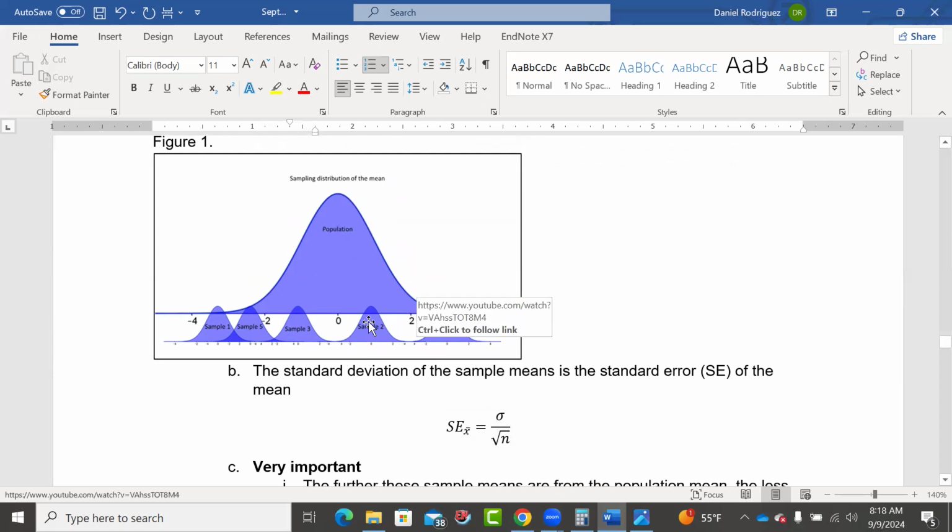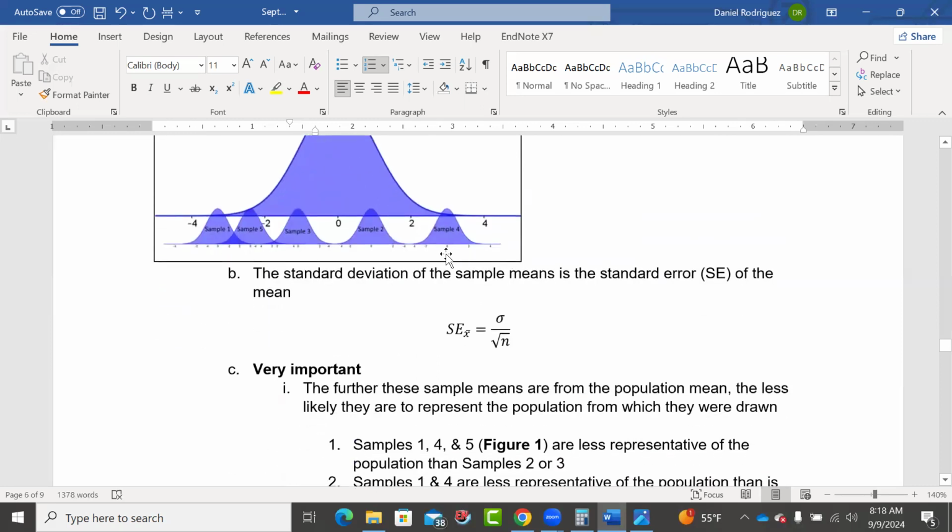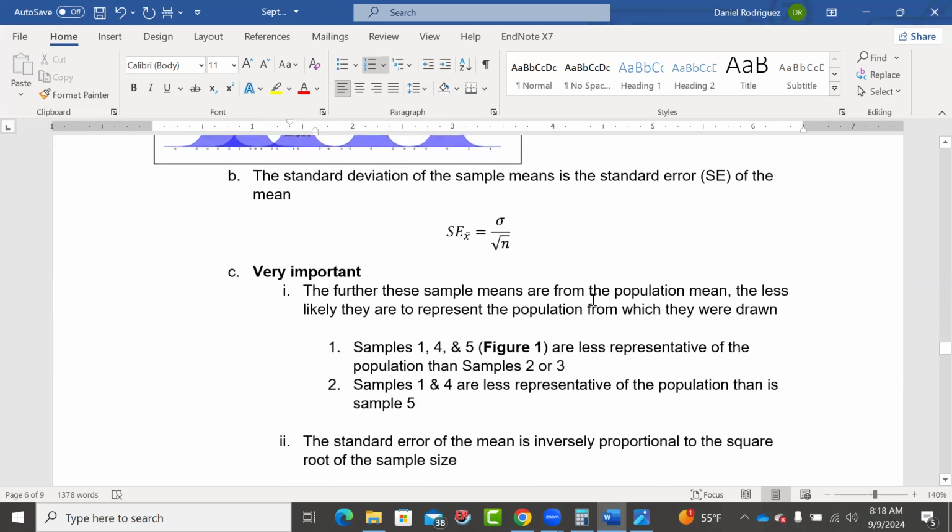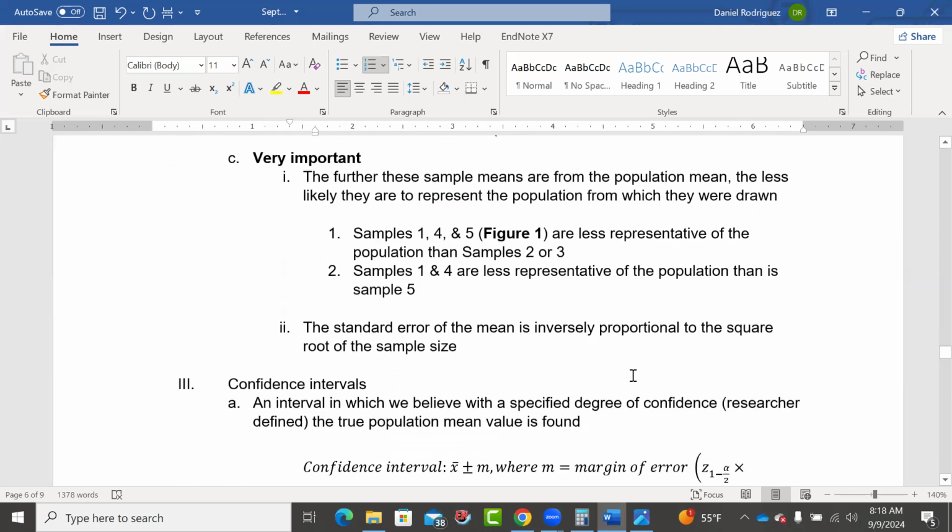But if we look at the distances, as we go out, these larger numbers or smaller numbers are further and further away as their absolute values increase. The further they are from the population mean, the less likely they are to occur. So samples 4, 1, and 5 are much less likely to occur than samples 3 and 2. I want you to remember that.